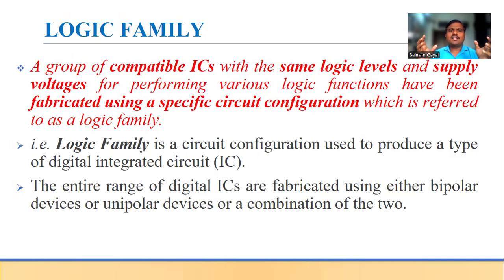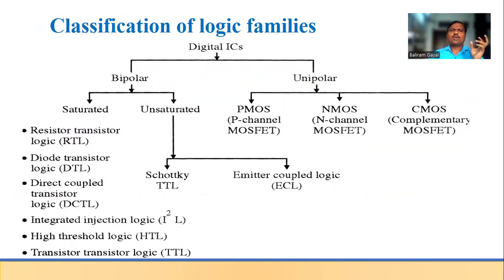The entire range of digital ICs are fabricated using either bipolar devices or unipolar devices or a combination of both bipolar and unipolar devices. Now broadly we can classify logic families of digital ICs as bipolar and unipolar. Again, these bipolar are classified as saturated and unsaturated. And this unipolar is classified again in three types.